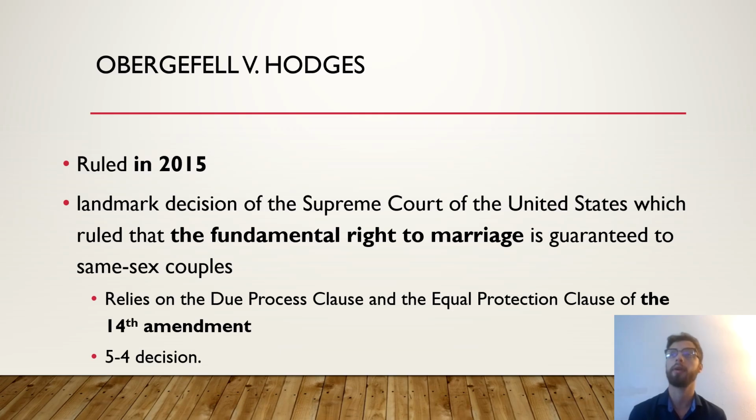Obergefell versus Hodges is a scenario where I forget the exact name. I think it was something Obergefell. It was a man who was married to another man in a state in the Northeast. The state they lived in did not have legal same-sex marriage, so they had to go to a different state to get their marriage license. When they returned to their home state, a few years later, his husband passed away due to illness. And on the death records, he noticed that his husband's death records identified him as single and unmarried, and this did not sit well with Obergefell.